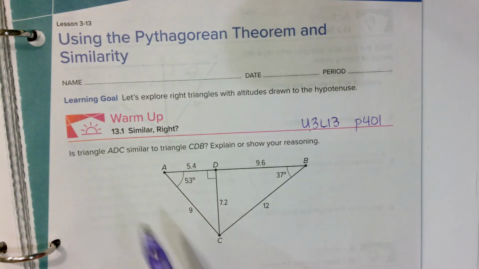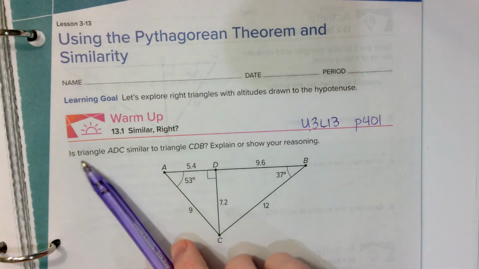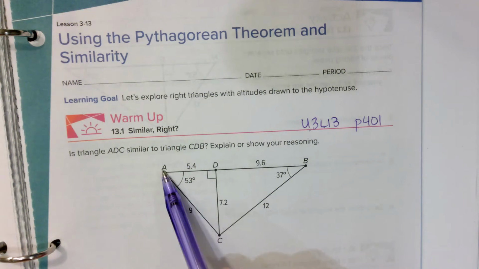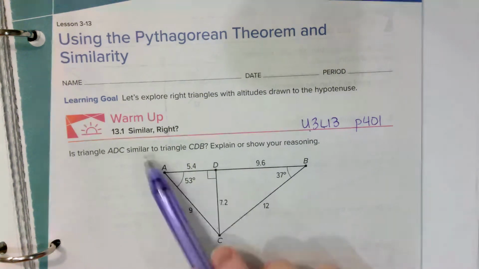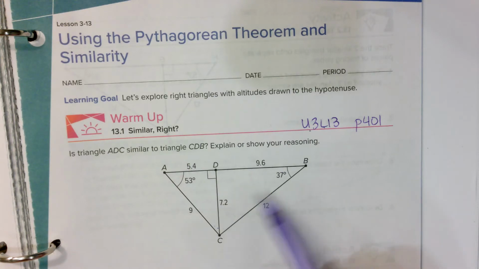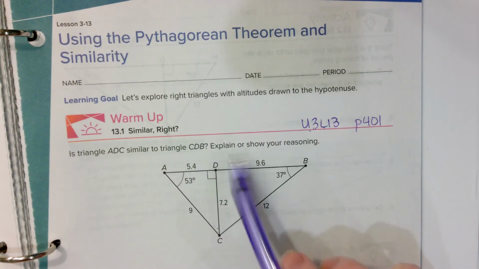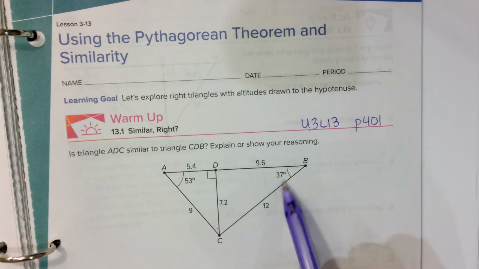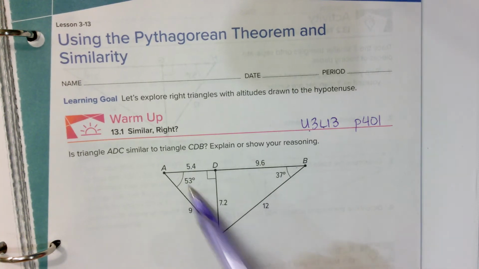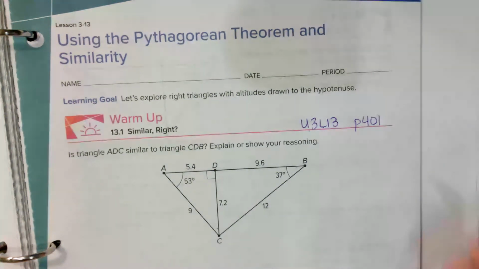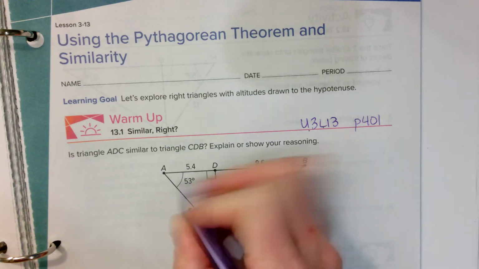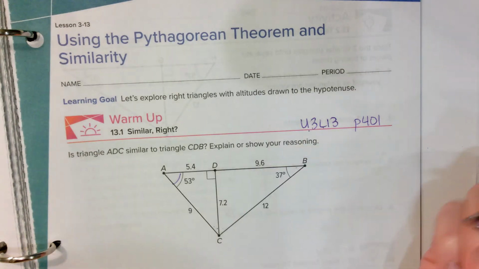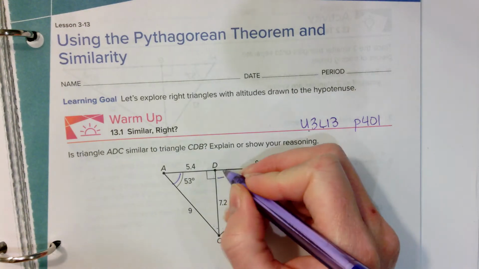So first of all, this says triangle ADC, this little triangle on the right, is similar to triangle CDB, this triangle on the left. So let's take a look at those two little triangles. This says 53 degrees. This says 37 degrees. That's my right angle. So I know this is a right angle.